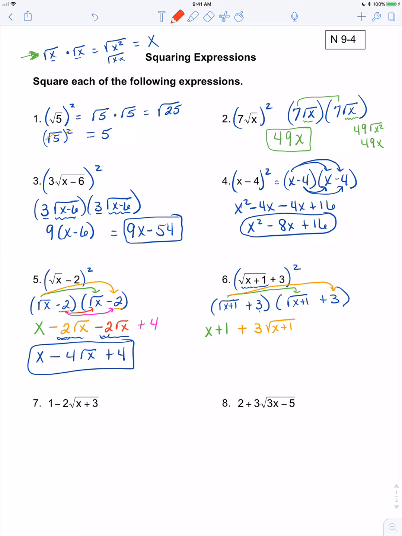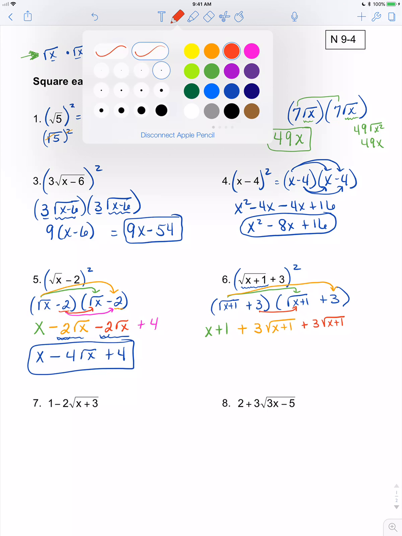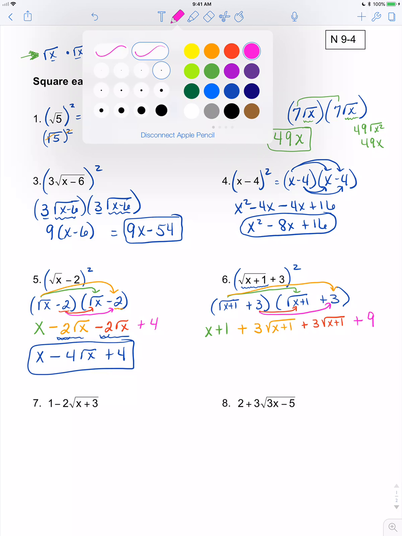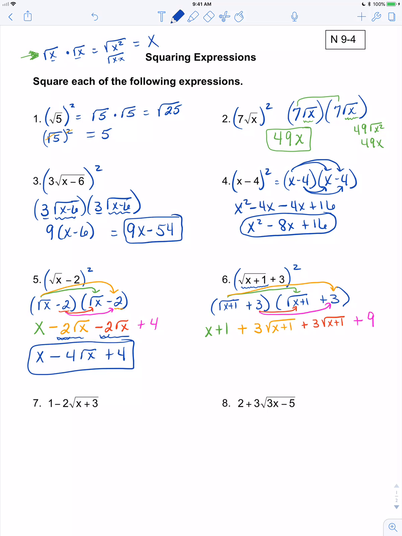Then we go to this 3 and we're going to multiply it times that square root of x plus 1. So that becomes 3 square roots of x plus 1. Last term is 3 times the 3, which is 9. Okay, so the key to these is just really taking it slow, doing one step at a time, not trying to jump ahead. And now we're just going to combine any like terms that we have.